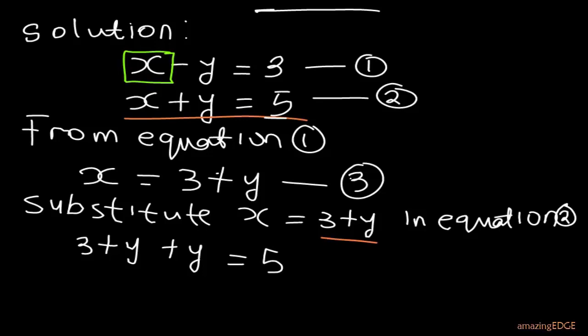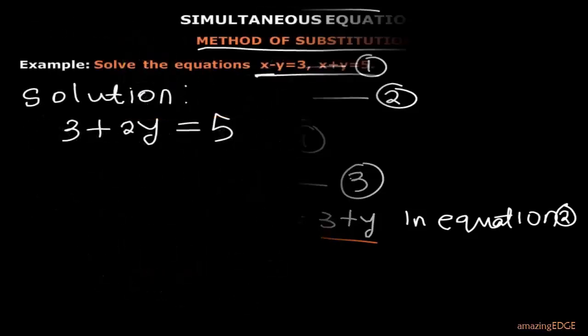Now, at this point, we have come back to what we are familiar with. This becomes a single equation. By collecting like terms, you have 3 plus, and at this point y plus y gives us 2y. So I have 2y, everything being equal to 5. We're not done yet.